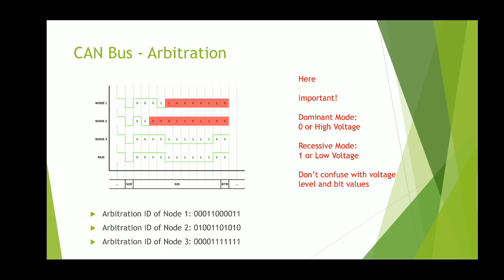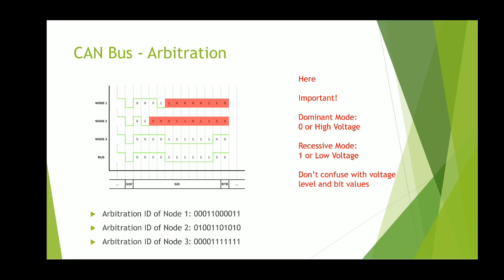But the fourth bit of the arbitration ID of node 1 is 1, and that of node 3 is 0. So at the fourth clock cycle, node 1 will place the fourth bit 1, and node 3 will place the fourth bit 0. In this case, the dominant voltage level is 0, so only the 0 voltage will appear on the bus line.